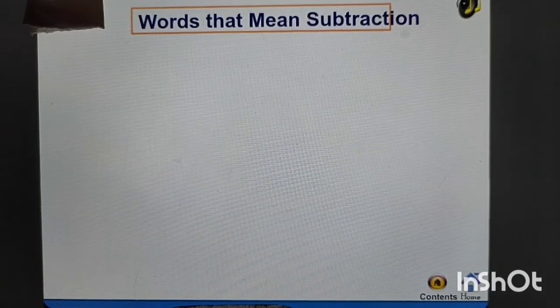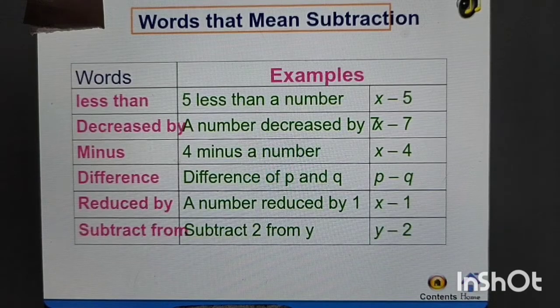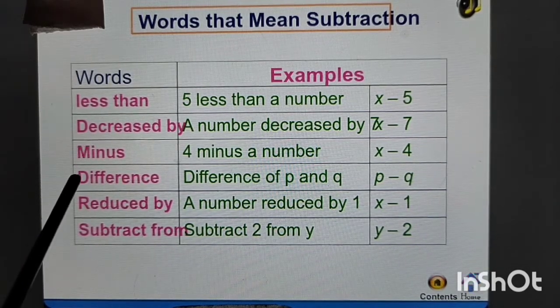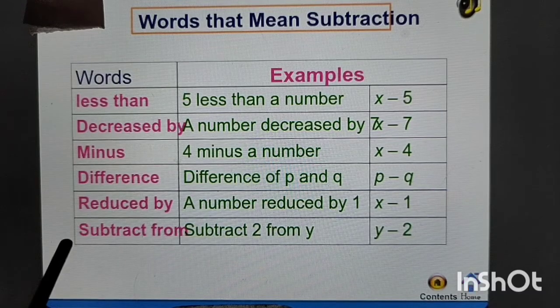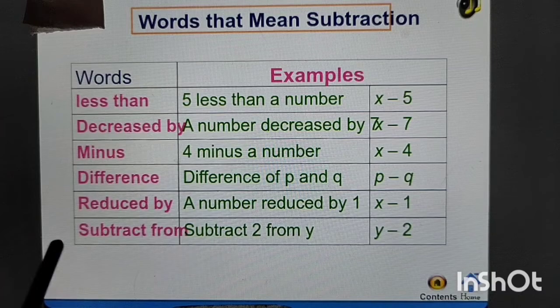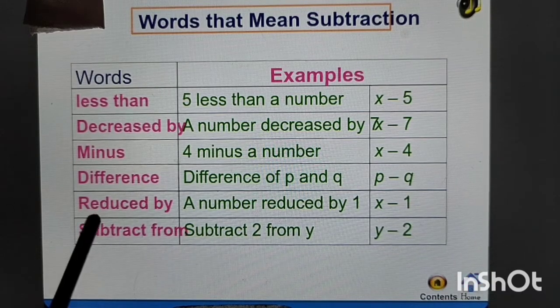Let us learn about some words that mean subtraction. Observe the table shown here, which explains the meaning of words through examples. Now all these words are used for subtraction: less than, decrease by, minus, difference, reduce by, or subtraction. We can use all these words to change statements into equations.